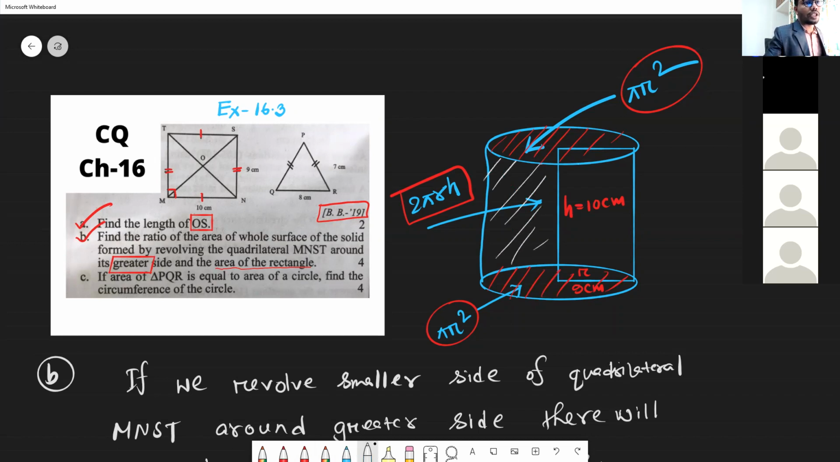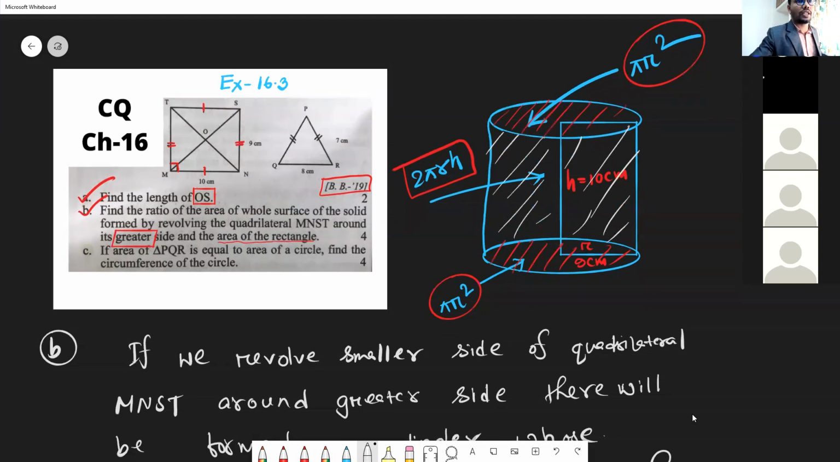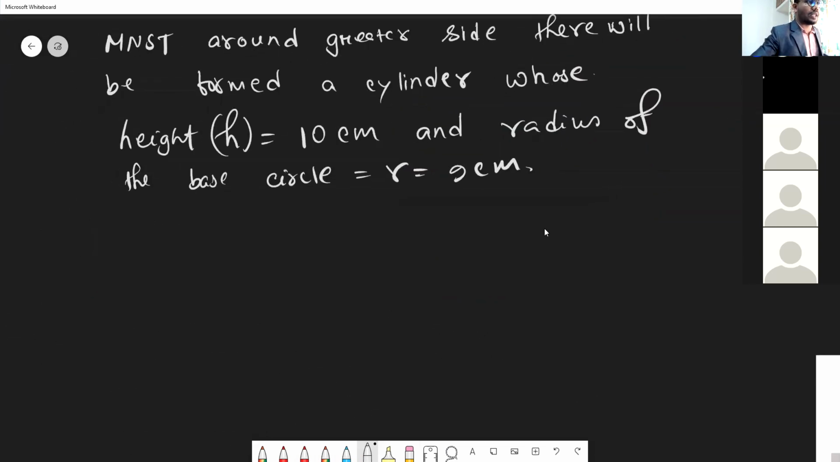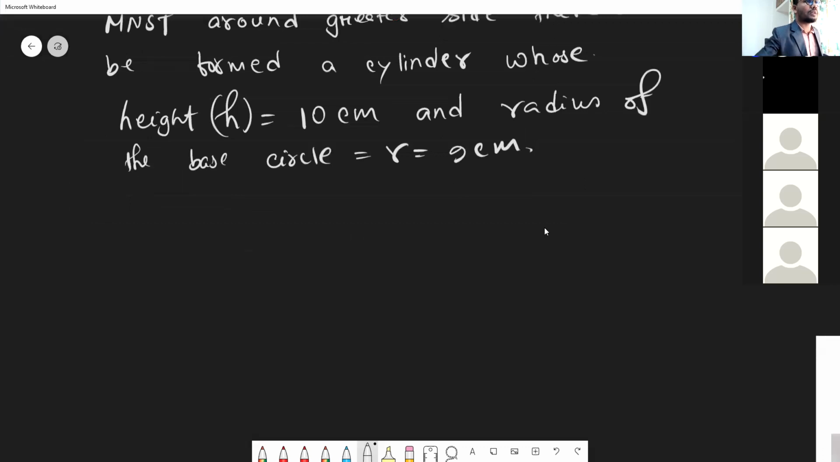Together, it creates the whole surface area. That means the curved zone, the top circle and the bottom circle. So here there are two circles. Two circles means the area is twice pi r square. So now, right here, is the whole surface area of the cylinder.